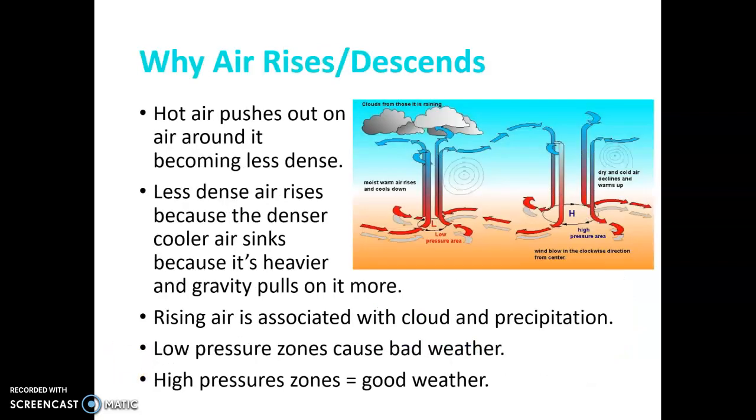For this slide, we are talking about why air rises and descends. I have some notes on the screen. However, there are some points I want to mention. In the low pressure area where the air is rising, there are generally clouds and precipitation. In the high pressure zone where the air is descending, you will have good weather.